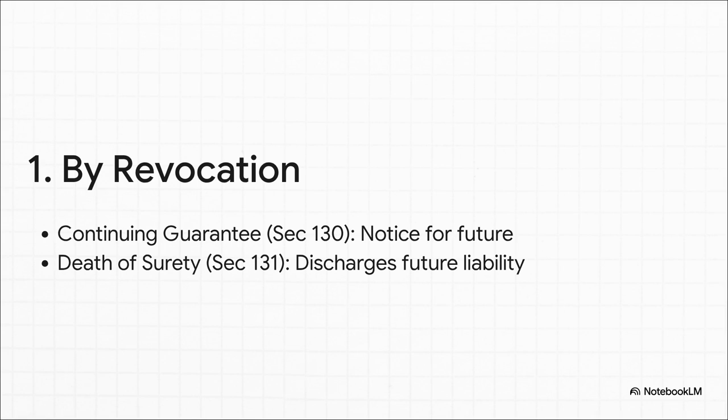Let's elaborate fully on this. Notice the critical phrase, future transactions, appearing twice here. A continuing guarantee extends to a whole series of transactions. If a surety gives a notice of revocation, or, unfortunately, if the surety dies, the guarantee stops right there. But it only stops for the future. The past liabilities, those transactions that occurred before the notice or before the death, they remain perfectly intact. The surety's estate remains fully liable for those past debts.